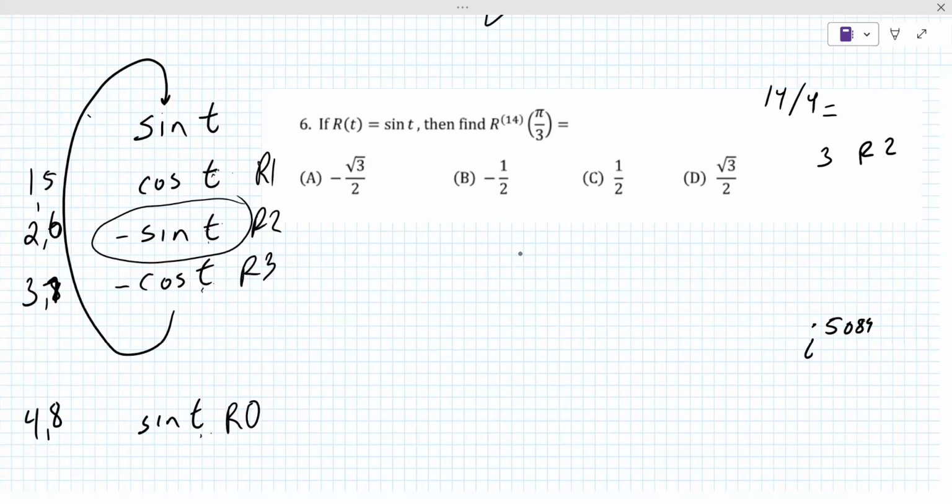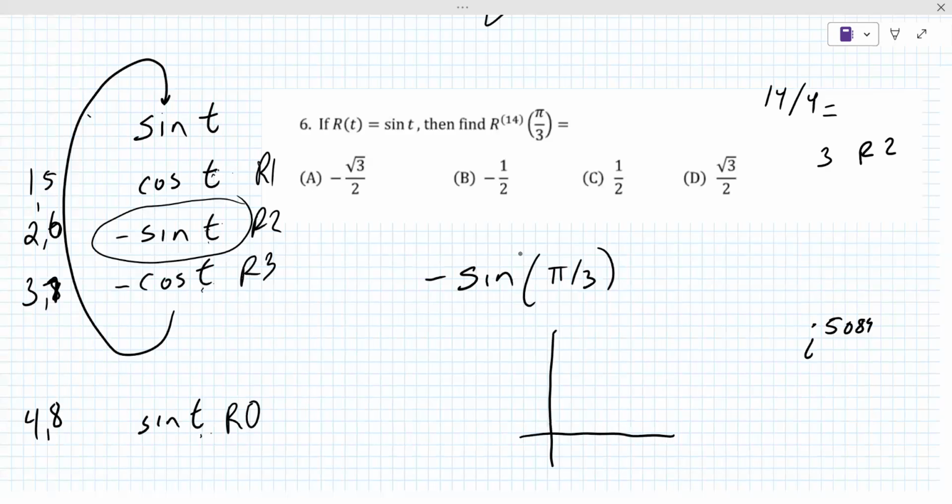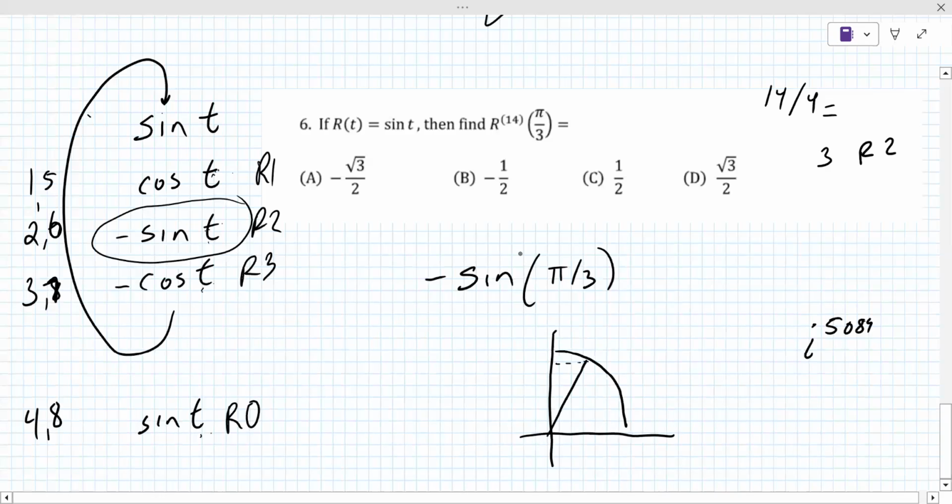But we're not completely done because you have to evaluate it. You have to evaluate minus sine of pi over 3. This is where you have to know your unit circle. You have to say, okay, where am I on the unit circle? Well, pi over 3 is up here. Is sine the x or the y value there?